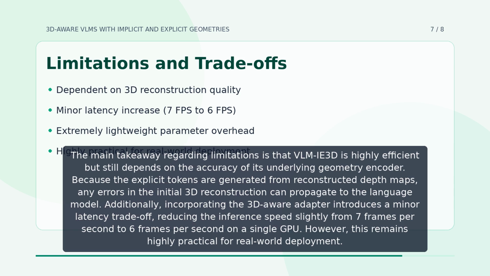The main takeaway regarding limitations is that VLM-3D is highly efficient but still depends on the accuracy of its underlying geometry encoder. Because the explicit tokens are generated from reconstructed depth maps, any errors in the initial 3D reconstruction can propagate to the language model. Additionally, incorporating the 3D-Aware adapter introduces a minor latency trade-off, reducing the inference speed slightly from 7 frames per second to 6 frames per second on a single GPU. However, this remains highly practical for real-world deployment.